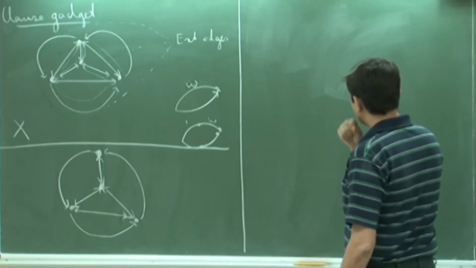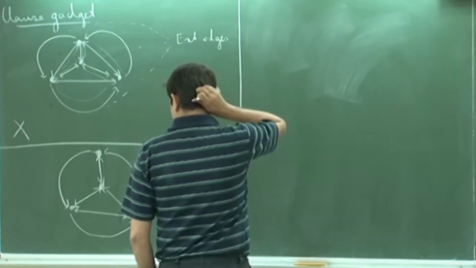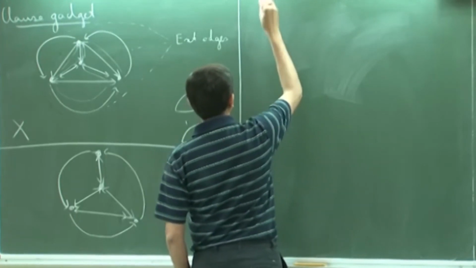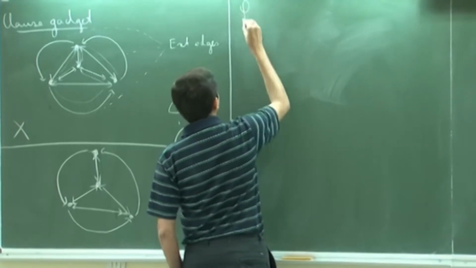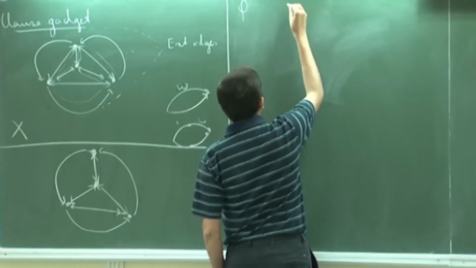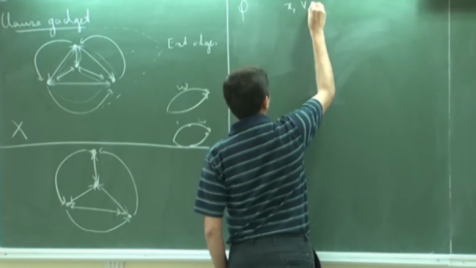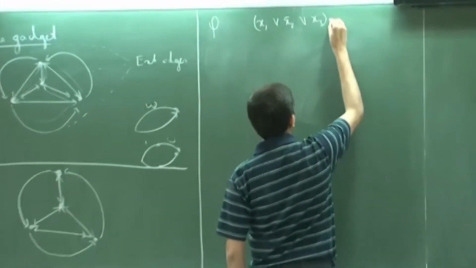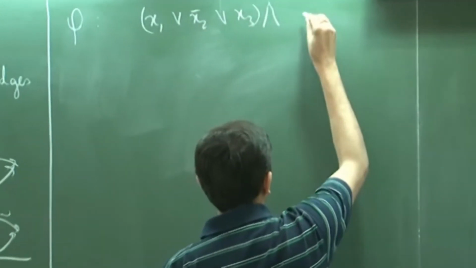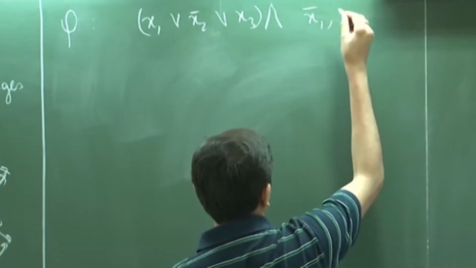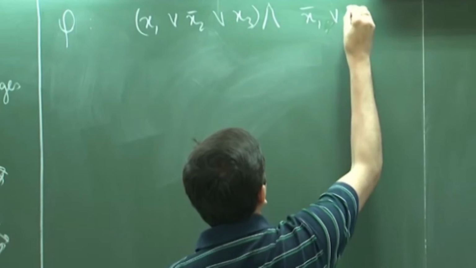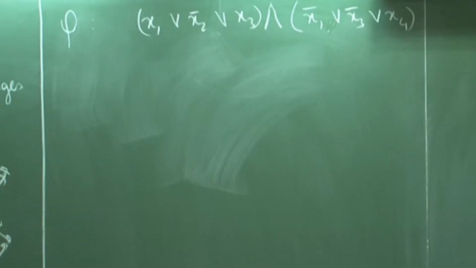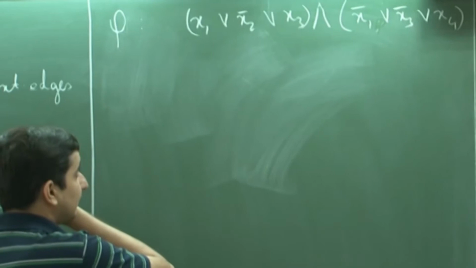How to argue the proof. So now suppose we have, okay, let us look at a small example to illustrate the idea. Let us say that our Boolean formula phi looks like this: x1 or x2 bar or x3, and x1 bar or x3 bar or x4.